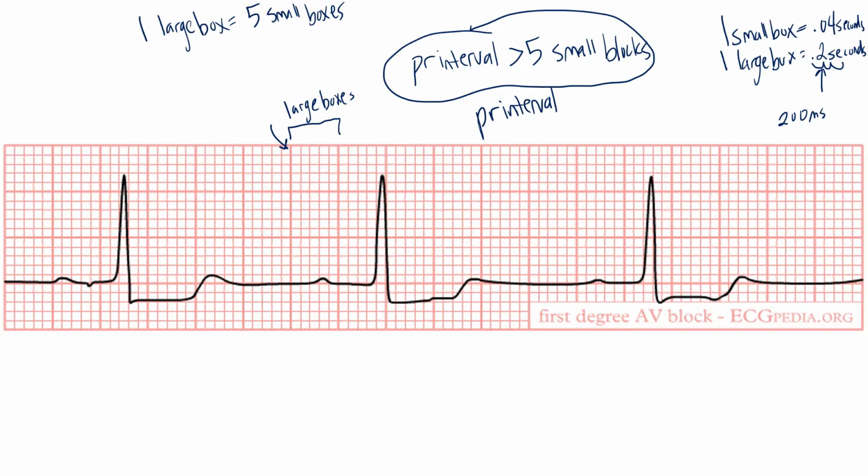The PR interval is from the very starting point, here, of the P wave, all the way until the very beginning of the QRS complex, which is about right there. Just like it's the very beginning of the P wave, this is going to be the very beginning of the QRS complex. Basically, this should never be more than 5 small blocks, or you could say more than 200 milliseconds.